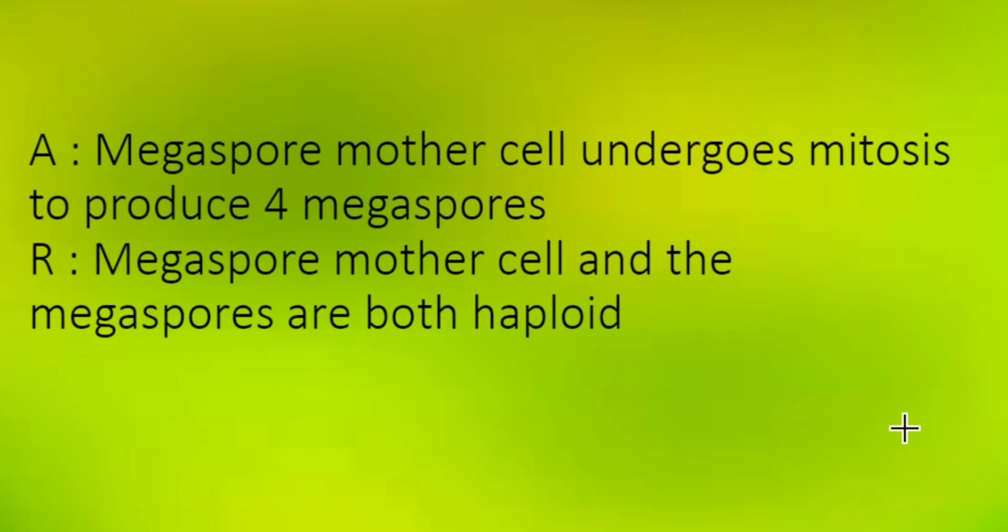Assertion: megaspore mother cell undergoes mitosis to produce 4 megaspores. Reason: megaspore mother cell and the megaspores are both haploid. See, megaspore mother cell undergoes mitosis to produce 4 megaspores. That is wrong. Megaspore mother cell undergoes meiosis because always gamete mother cells or meiocytes undergo meiosis to produce daughter cells. Okay. So this is false. Megaspore mother cell and megaspores are haploid. No, megaspore mother cell should be diploid, which undergoes reduction division to form haploid megaspores. So here both the options are wrong.